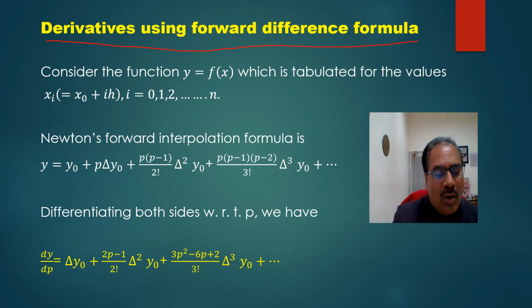Now how can we find the derivative by using the forward difference formula? We are talking about Newton's forward interpolation formula, which you know: y is equal to y0 plus p del y0 plus p(p minus 1) by factorial 2 del square y0, and so on. We can easily differentiate both sides with respect to p. We have dy over dp as del y0 plus (2p minus 1) by factorial 2 del square y0 plus (3p square minus 6p plus 2) by factorial 3 del cube y0, and so on.